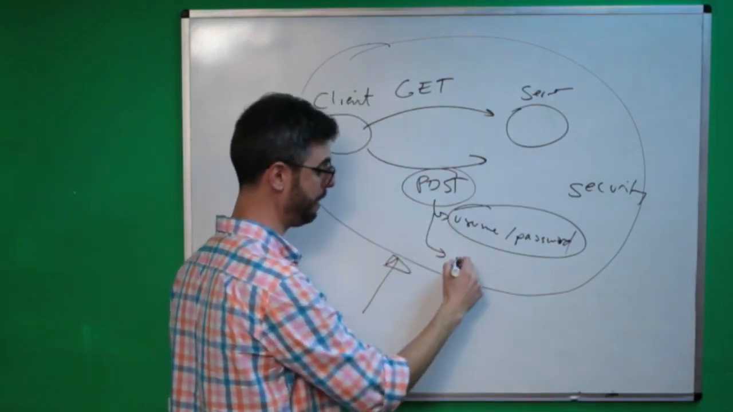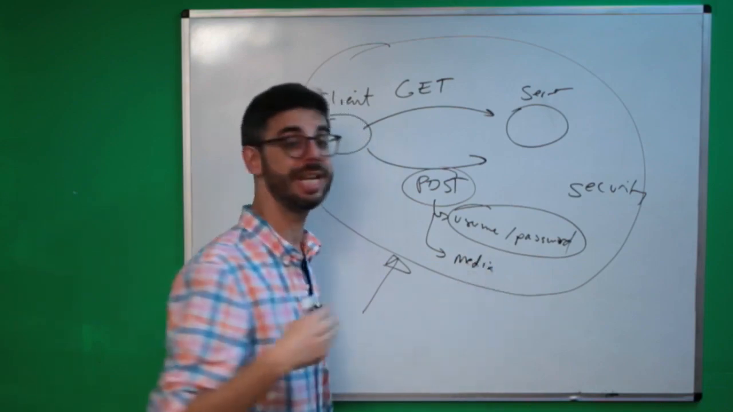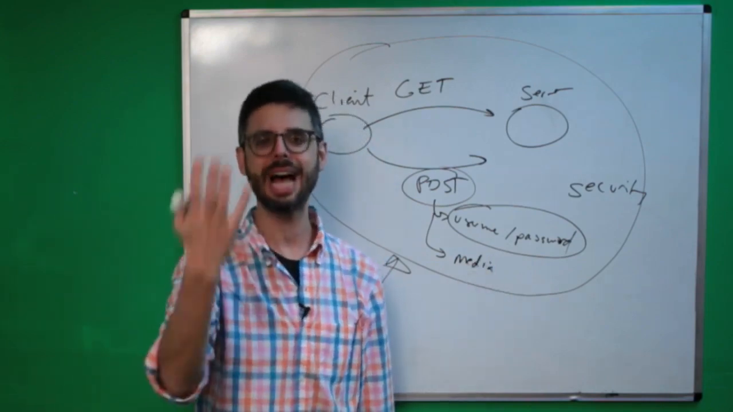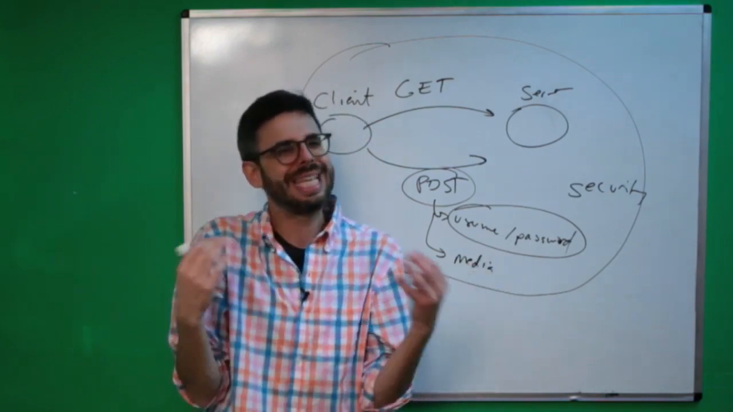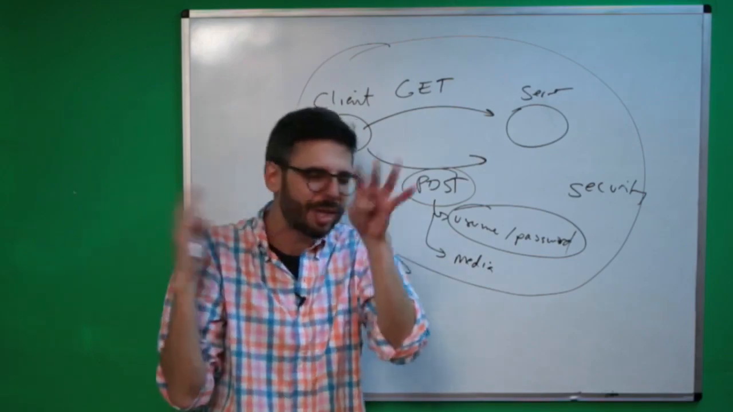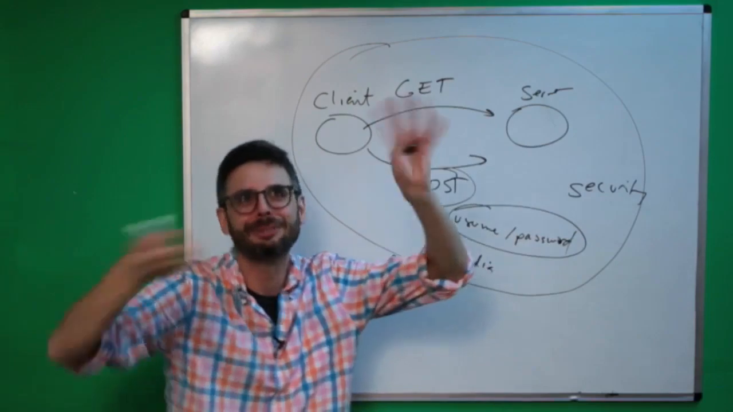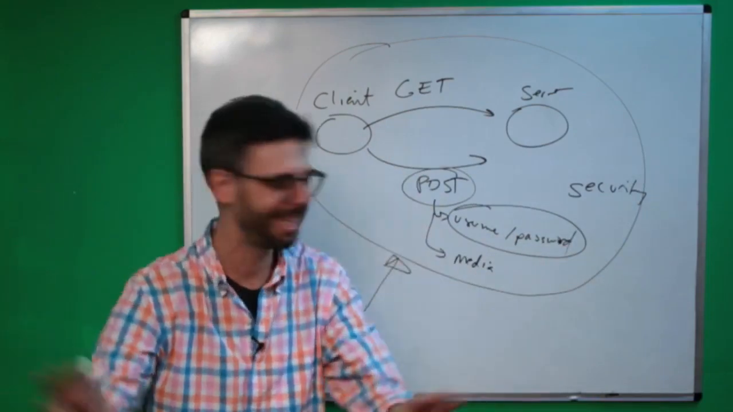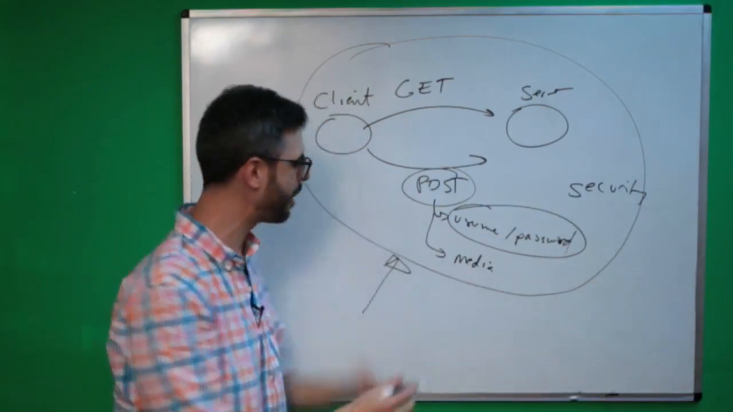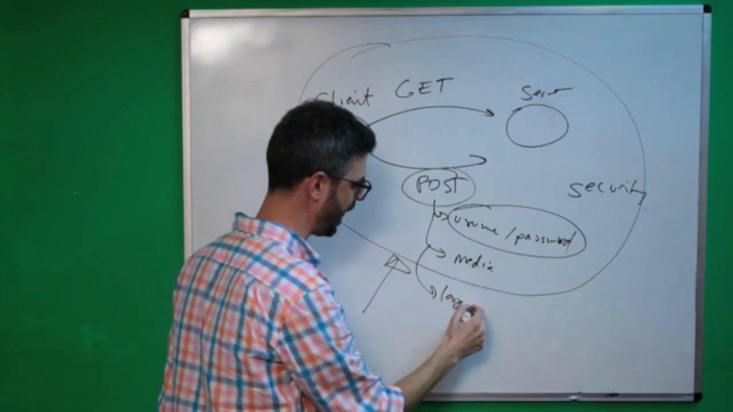The other thing is like media. If you want to upload an image to a server or upload a sound file, you can't do that through a GET request. You can't easily, although there are some tricky ways, like base 64 encoding your image into a number string that goes into the URL. But basically for media, but really what I mean in a lot of ways is like large data.